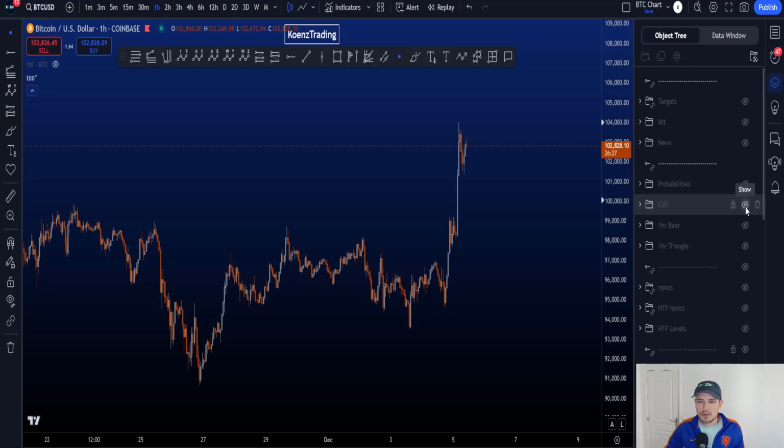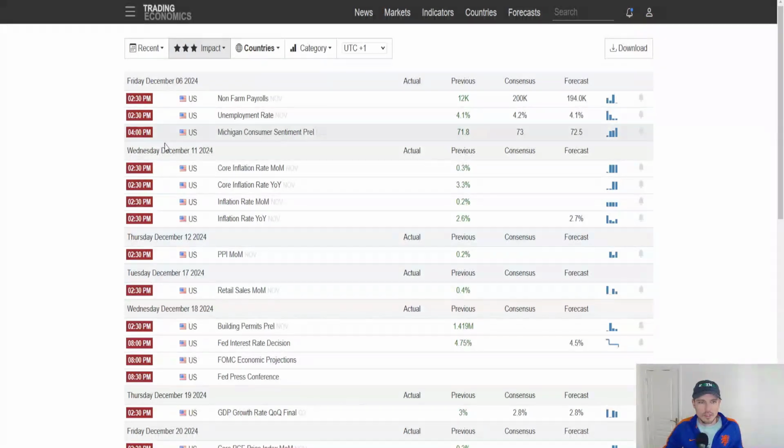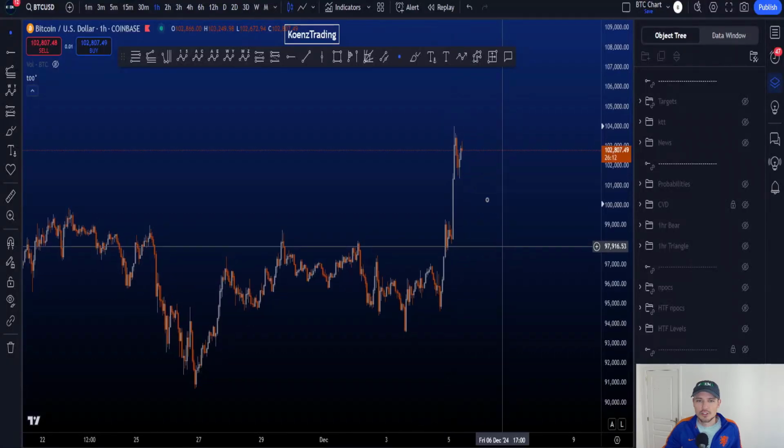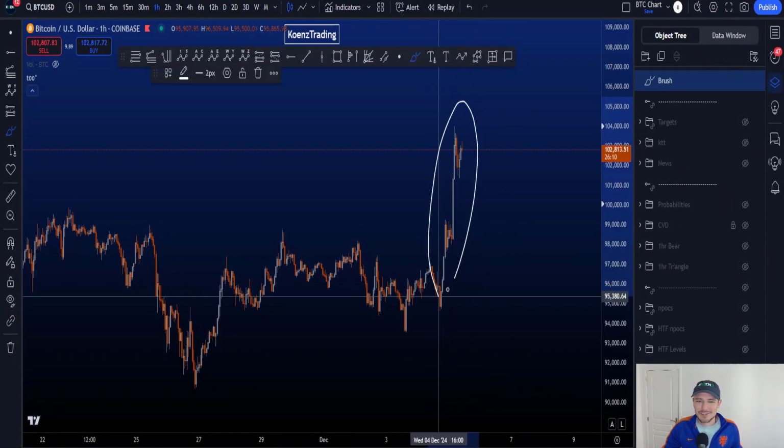Now, if we then look at the news, we don't actually have any news today, but tomorrow, Friday, December 6th, we do, at 2:30 p.m. Central European time and also 4 p.m. So make sure that you trade safe, as it can increase the volatility on the chart. Not that we are missing any volatility though.